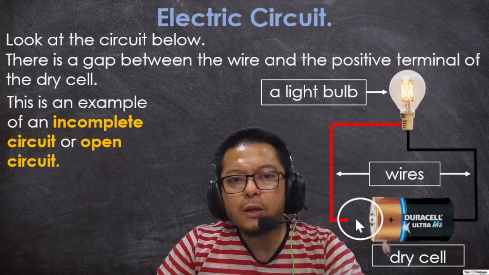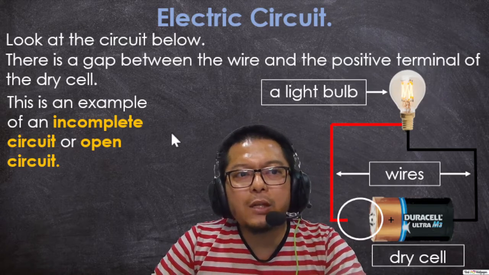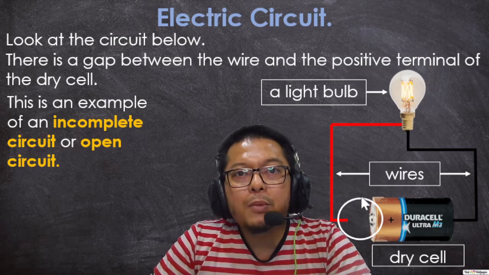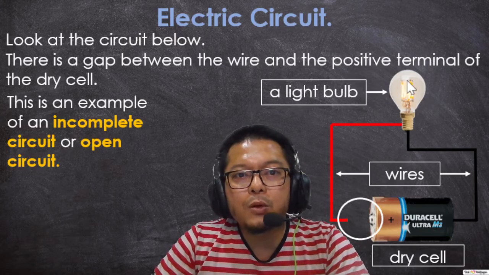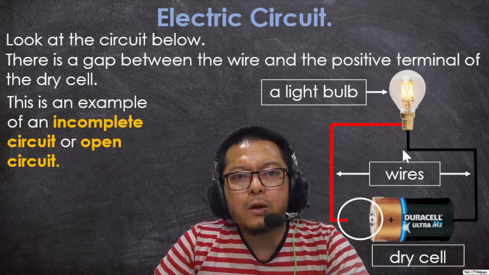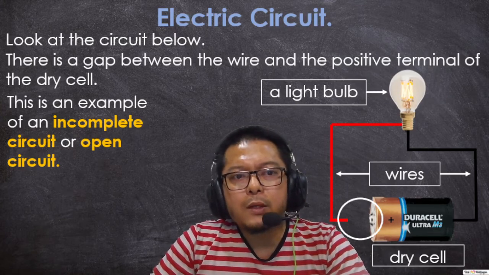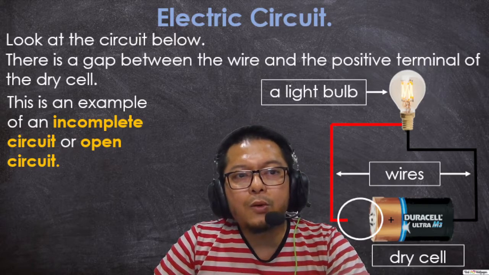Terbuka means it's not closed. So when it's open, it's incomplete, not perfect, tidak sempurna. It's incomplete, tidak cukup. So this cannot light up. So this means that this is called incomplete or open circuit. Okay, remember that this is open circuit or incomplete circuit. This one, complete circuit or closed circuit.